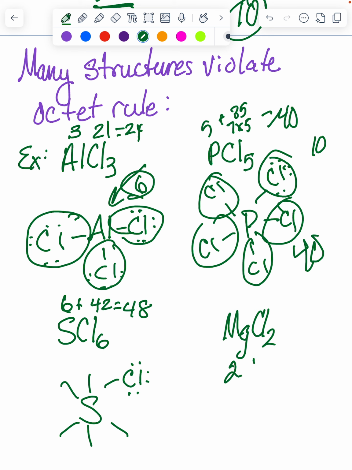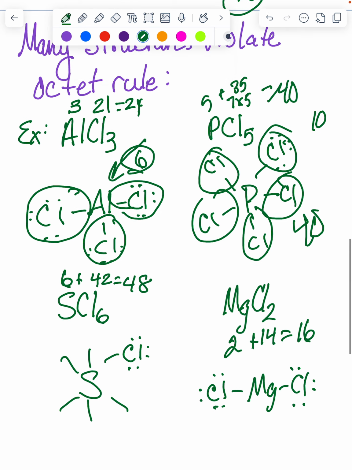MgCl2, you have 2 and 14, and you get 16. So put the Mg there, put the Cl on either side. And you wouldn't draw the Cl's closer together because electrons don't like each other. They want to be far apart. And guys, that's 16. Mg is in column 2. It can only make 2 electrons.